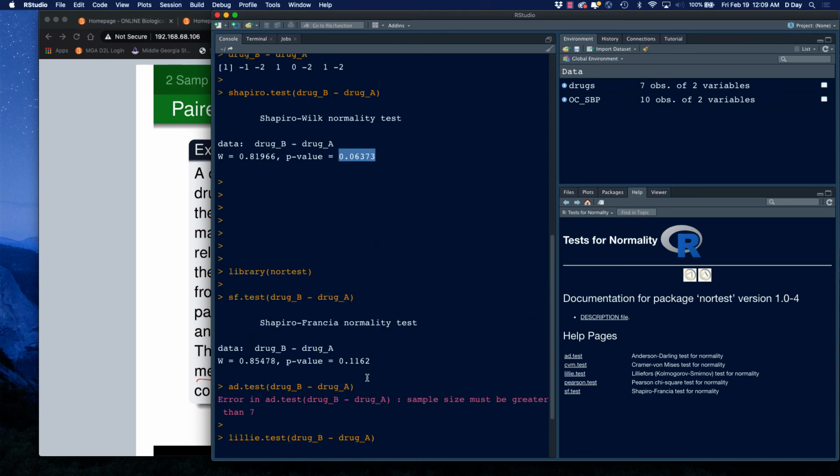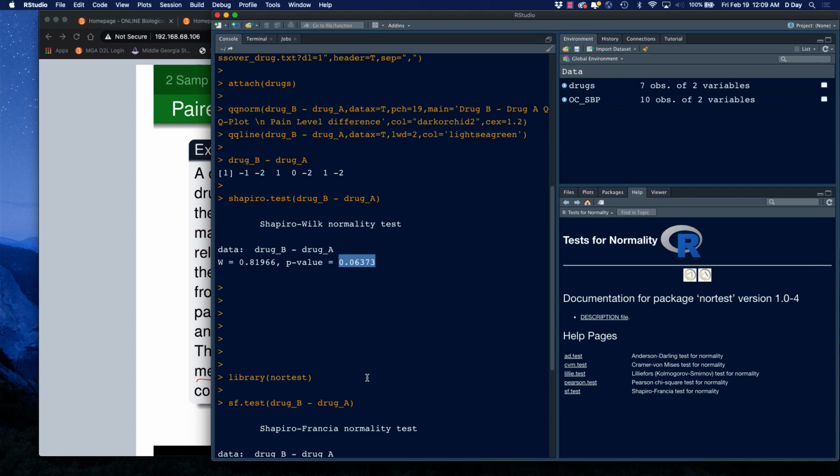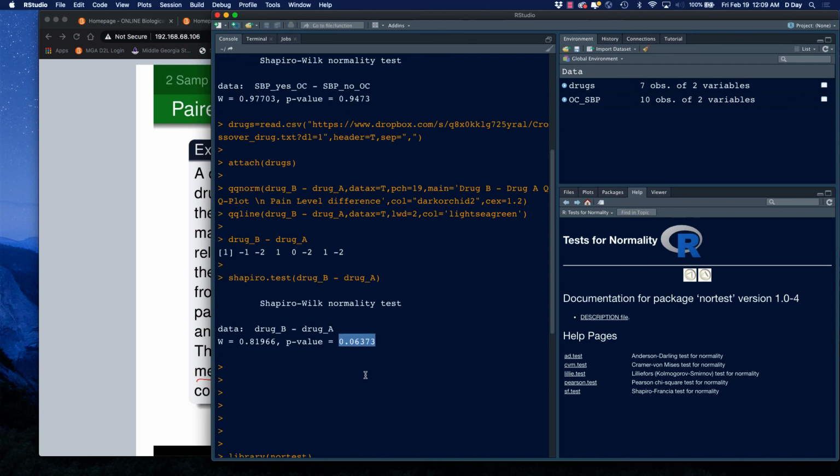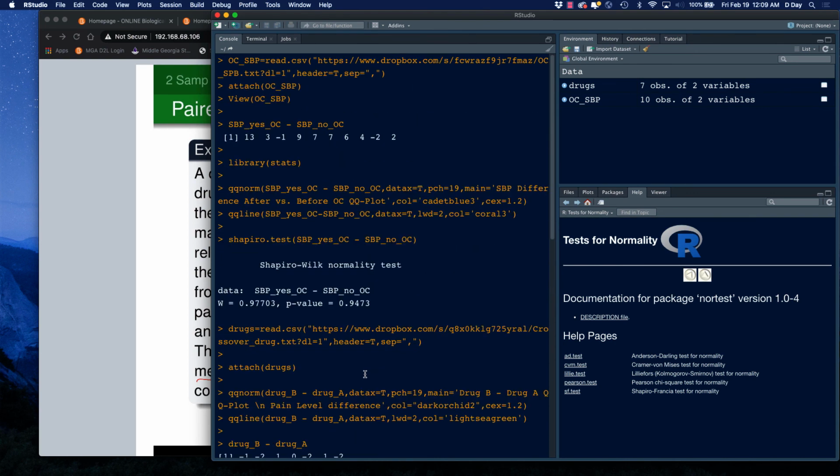But that's all I've got for now, and I just wanted to show you how to check the normality of your paired data. Okay, so expect to have at least one paired t-test on project 2, and you'll need to do this same format here, with whatever data set I'm giving you.